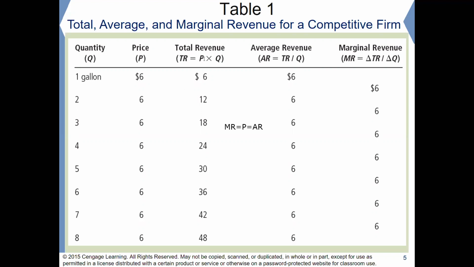So how they're calculated is given in here. The total revenue is calculated as price times quantity. Average revenue is calculated as total revenue divided by quantity, and the marginal revenue is the change in total revenue divided by the change in quantity.